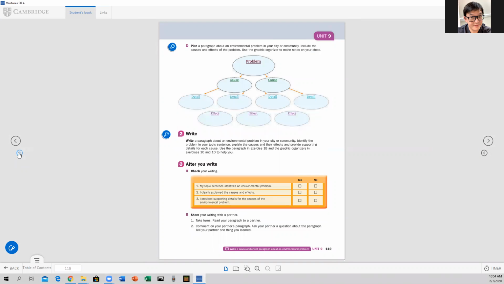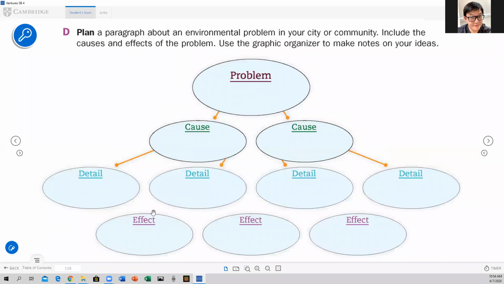Okay, so next page. This is an interesting thing. Let me make it big. So see, this is a way of organizing your ideas to write a paragraph. Okay, and this is just a way of planning the paragraph. You don't write anything yet. You just plan first, and then you start writing. This is like taking notes, but in an organized manner. Okay, so I really want you to do this.